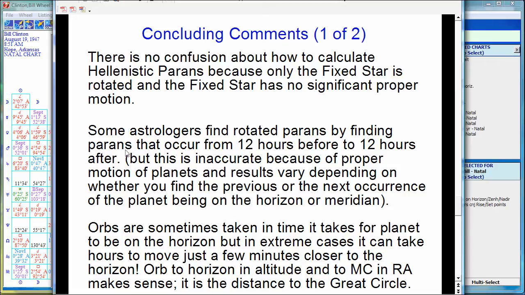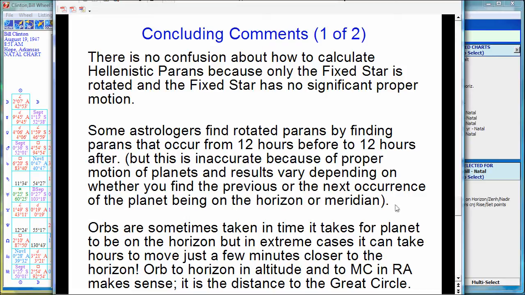There can be a debate about how to calculate rotated Parans, because some astrologers move the chart forward 12 hours or move the chart backward 12 hours instead of rotating it. In my opinion, this is inaccurate because of the proper motion of the planets. You can't do that. And furthermore, you're going to get different results depending on whether you go backwards or forwards in time because of the motion of the planet. So it just doesn't make any sense, to me at least, but some astrologers do it. They have this idea that you can just move the chart forward and backward by 12 hours and you can get what I'm calling rotated Parans. I don't think you can.